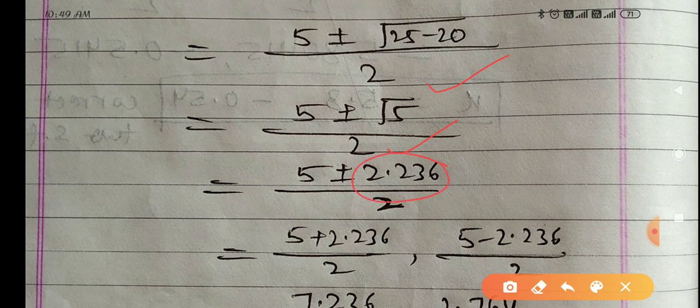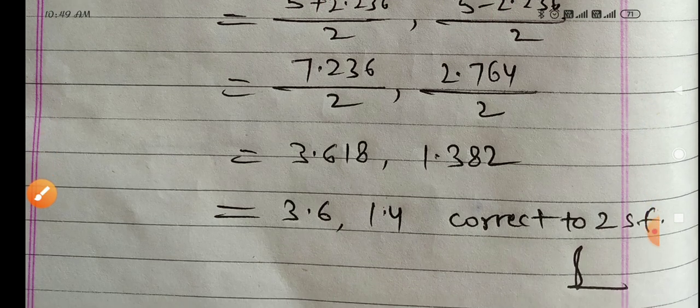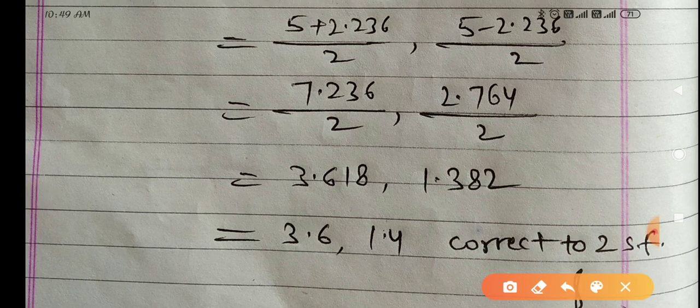The value of root 5 is 2.236. Up to 3 decimal places I have put the value. Now it means 5 plus 2.236 upon 2, and 5 minus 2.236 upon 2. So the first one will come 7.236 upon 2, the second one 2.764 upon 2. By dividing, 3.618, 1.382. Now I will tell you what is the meaning of significant figure.